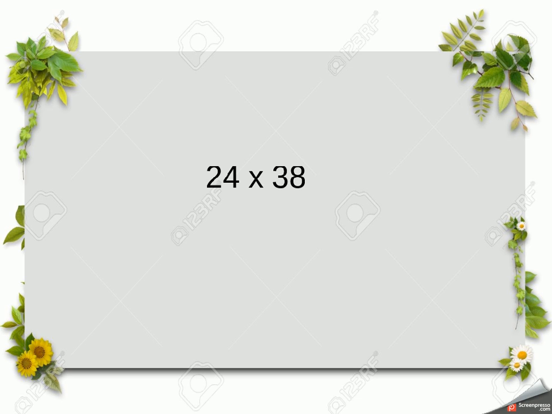Today we're going to look at long multiplication and how we multiply a two-digit number by a two-digit number, or even bigger numbers. So we're starting off with this example, 24 times 38. Now trying to do it in your head can be extremely difficult, if not impossible.